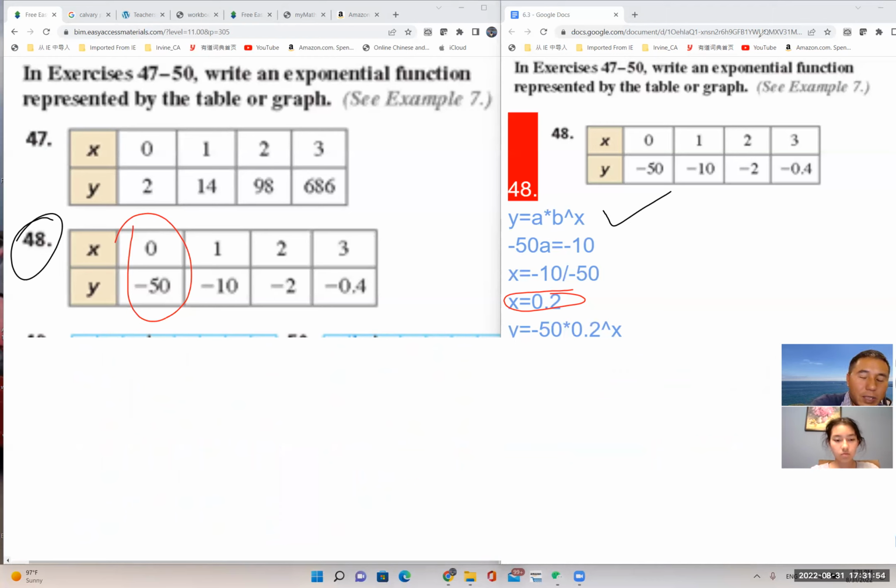So when x is 0, y is negative 50. Can you do it again? So here is not correct. But the first step is correct. After the first step is not correct. But now can you do it? That means that when x is 0, y is negative 50.